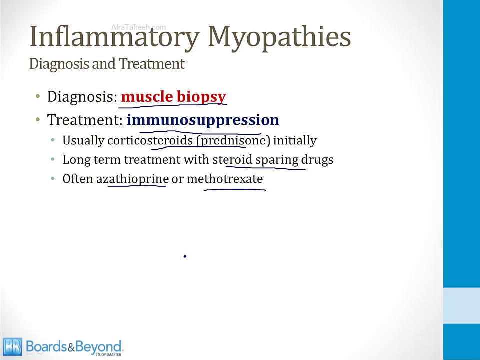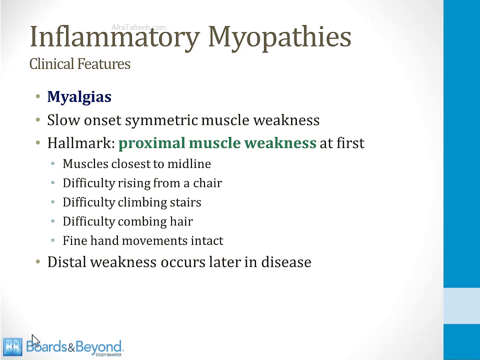These are drugs like azathioprine or methotrexate that also suppress inflammation, but spare the patients from the side effects of long-term steroids. There are classic muscle features of both of the inflammatory myopathies we're going to talk about in a minute that you need to be aware of so you can recognize these in a board question. So first of all, patients with an inflammatory myopathy will complain of muscle pains, which is myalgias. In addition, they will report the slow onset of progressive symmetric muscle weakness.